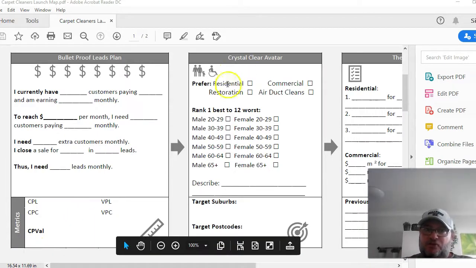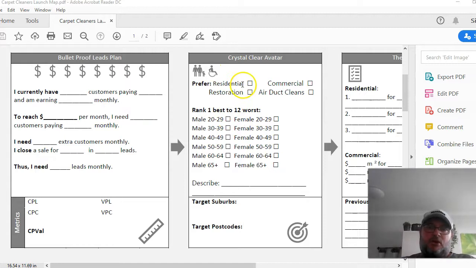And the next thing you need is a crystal clear avatar. So you need to work out whether you're going to target residential, commercial, restoration, or redux. They're all going to need very different ads. And then you want to work out your prime demographics. In other words, what age group, what gender.